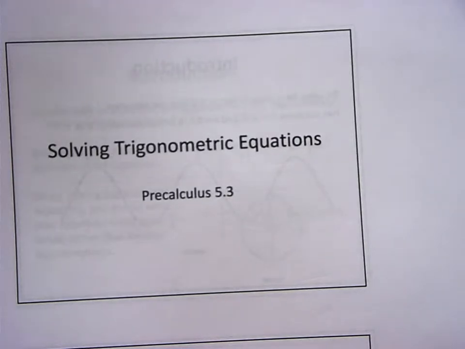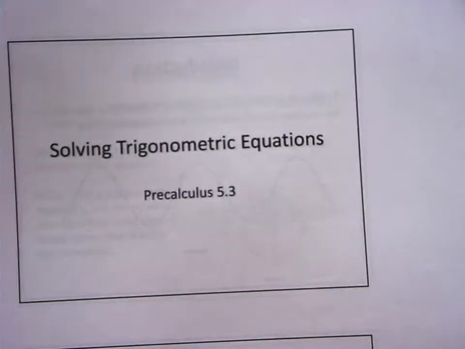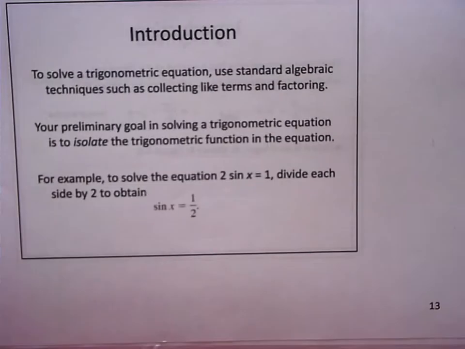Section 3. In Section 2 we dealt with verifying the trig identities, so you could prove they exist, prove they actually work. Here we're going to use the same type of process of simplifying, but then we're going to actually figure out what that x needs to be. So solving trig equations, some of them can be very, very simple.